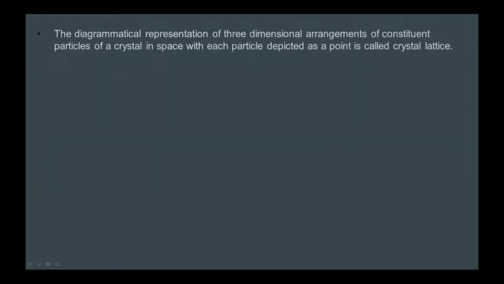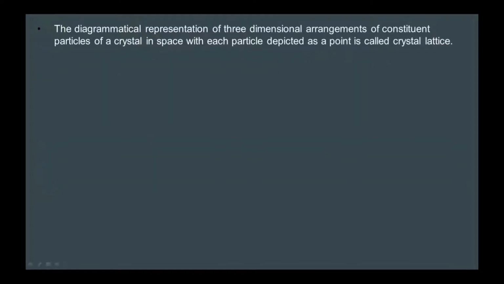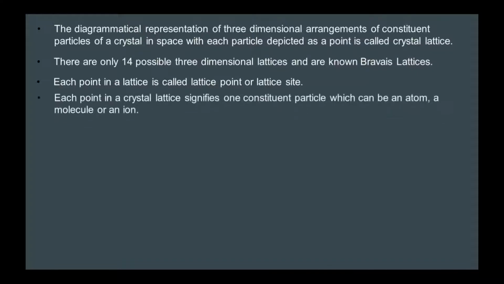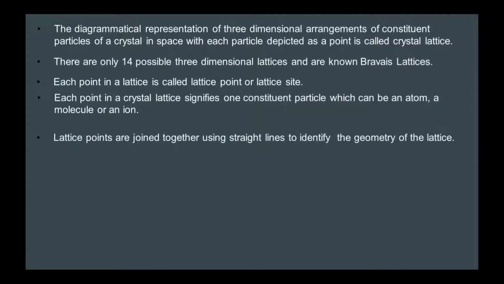The diagrammatical representation of 3-dimensional arrangements of constituent particles of a crystal in space, with each particle depicted as a point, is called crystal lattice. There are only 14 possible 3-dimensional lattices and they are known as Bravais lattices. Each point in a lattice is called a lattice point or lattice site. Each point in a crystal lattice signifies one constituent particle, which can be an atom, a molecule, or an ion. Lattice points are joined together using straight lines to identify the geometry of the lattice.